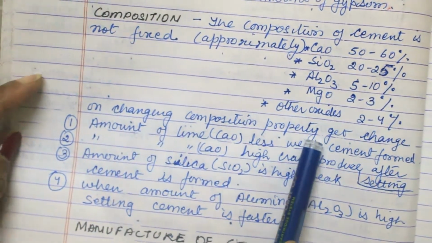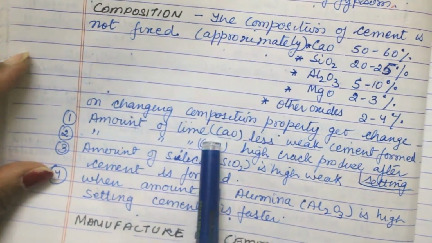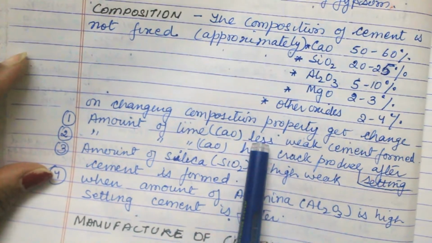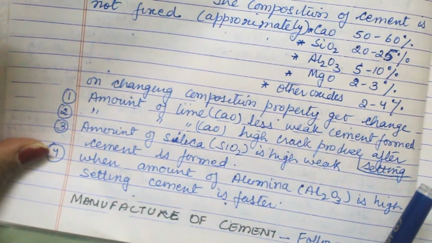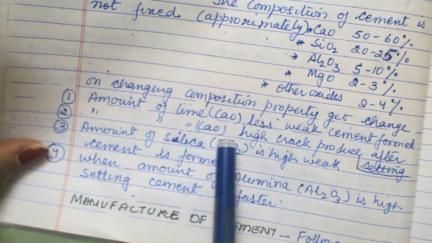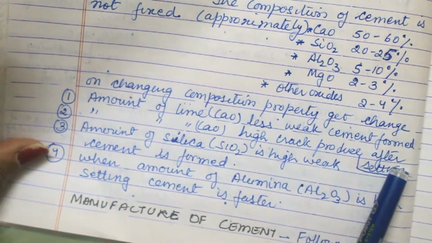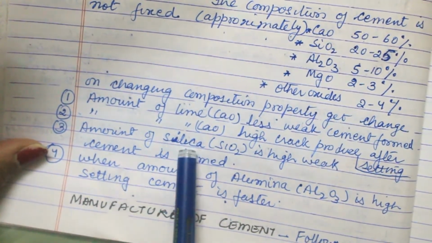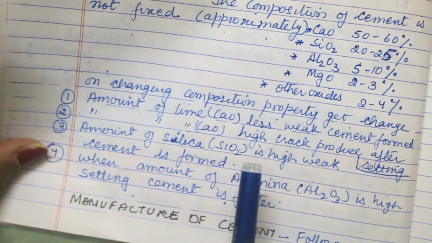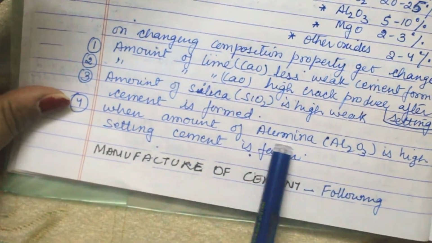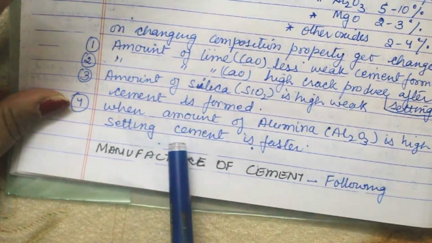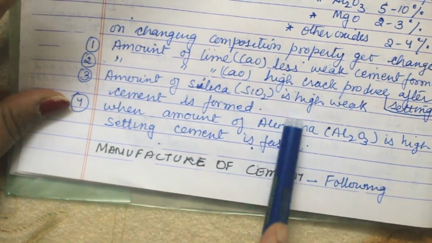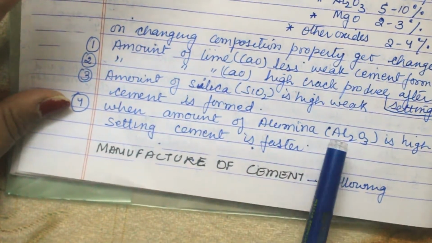On changing the composition, the properties change. If the amount of lime is less, then the cement is weak. When the lime is high, then cracks are produced. If silica is in a high amount, then weak cement is formed. When the amount of alumina is high, then the setting of cement is faster. This is a benefit for the cement.